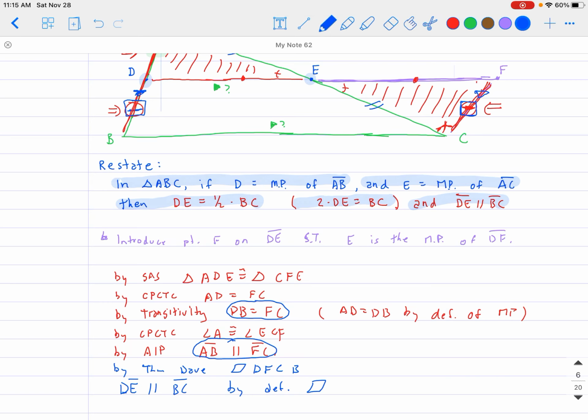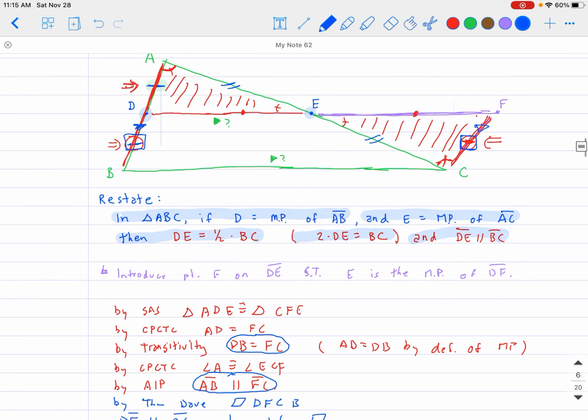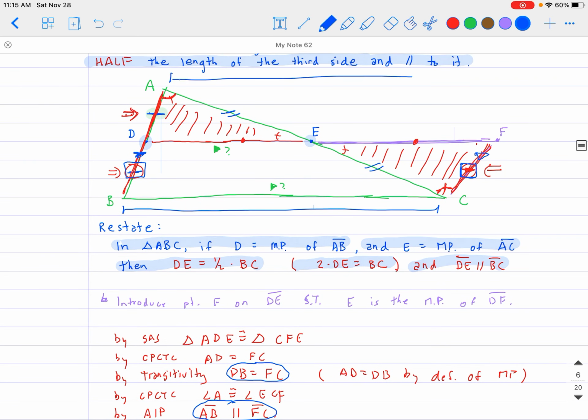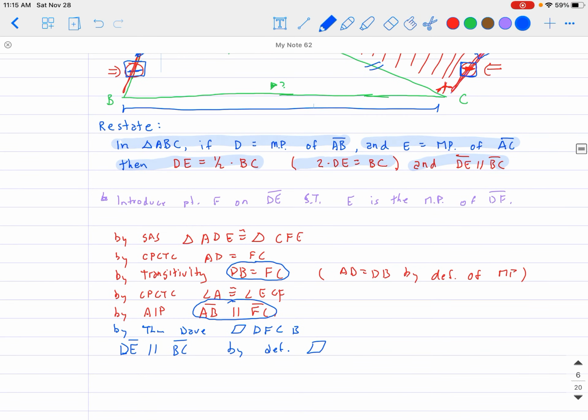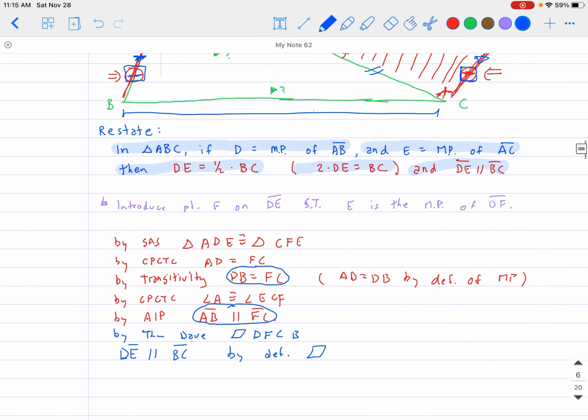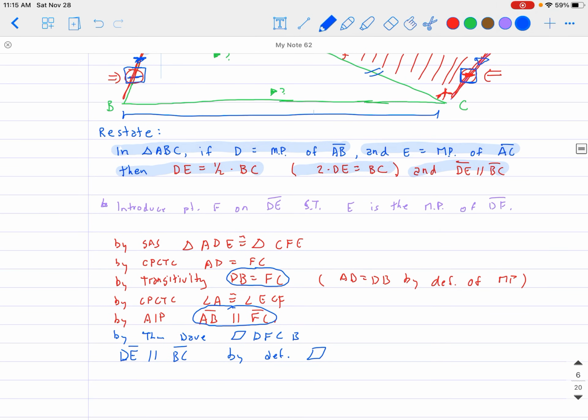In addition to that, how do we know that it's going to be half the length? Oh, here we go. We know that BC is going to be congruent to DF. If I know that E is the midpoint right here, then that means that this length right here should definitely be half of BC then.